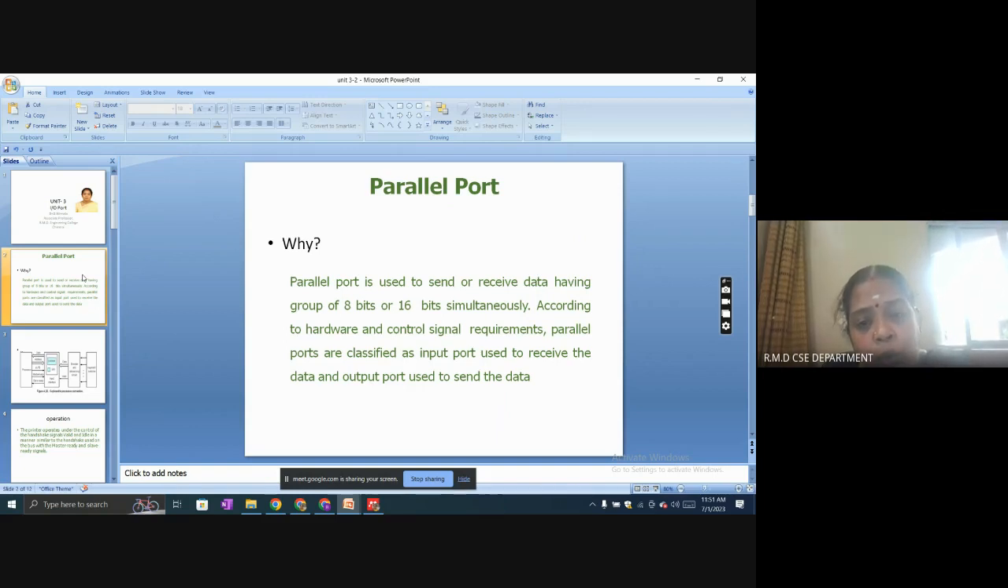So a parallel port is used to send and receive data in groups of 8 bits or 16 bits simultaneously. According to hardware and control signal requirements, a parallel port is classified as an input port, used to receive the data, and an output port, used to send the data. So receiving is for the input port and sending is for the output port.